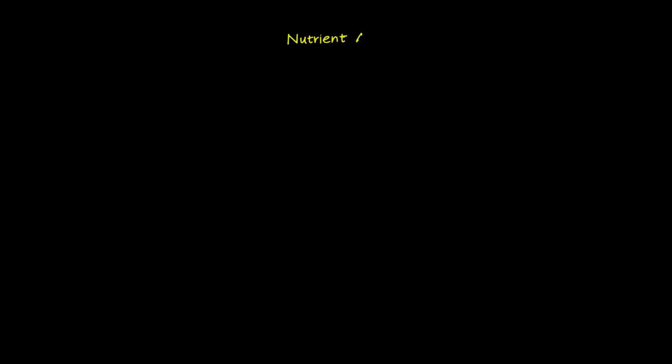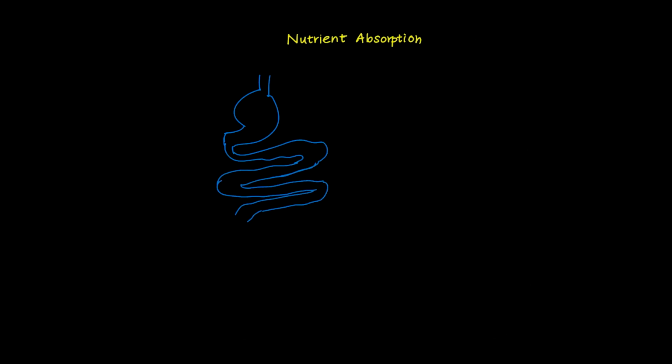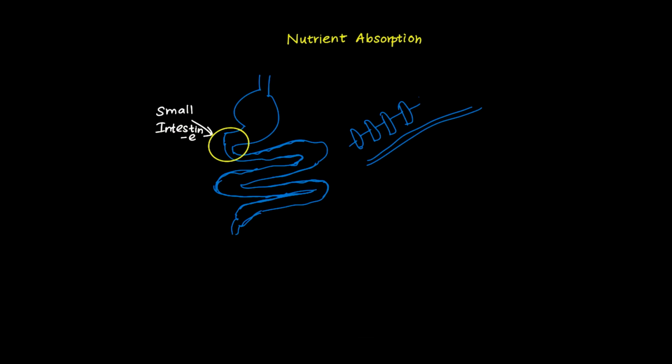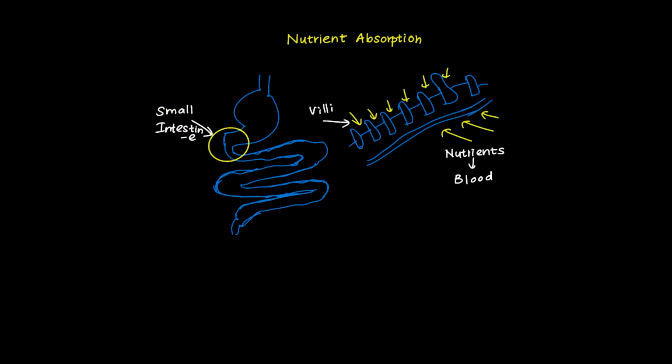Where does nutrient absorption primarily occur after food leaves the stomach? The small intestine. Despite its name, the small intestine is actually about 20 feet long in adults. It's called small because of its narrow diameter compared to the large intestine. The inner surface is covered with tiny finger-like projections called villi that massively increase surface area for absorption. Nutrients pass through the intestinal wall into the bloodstream here.